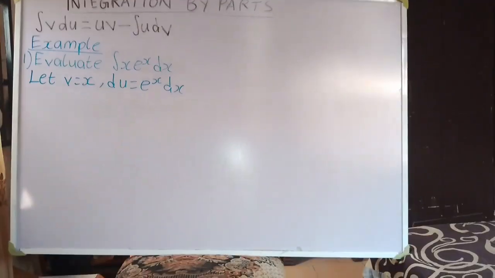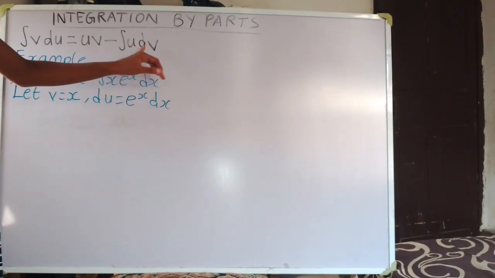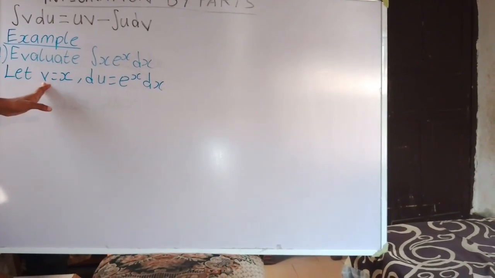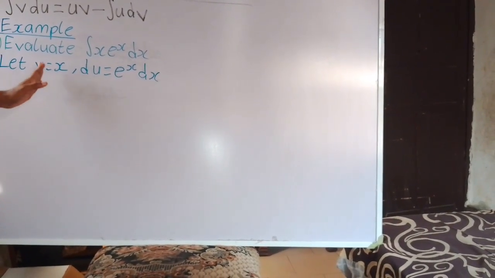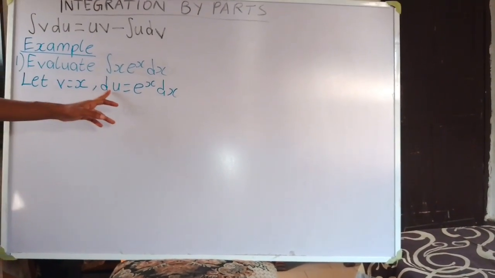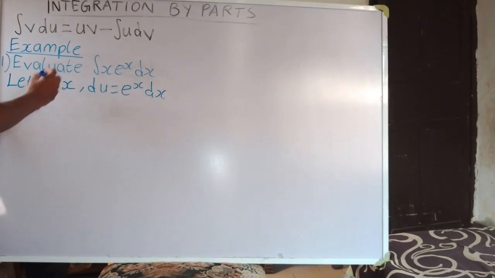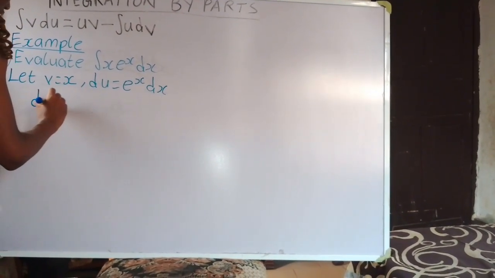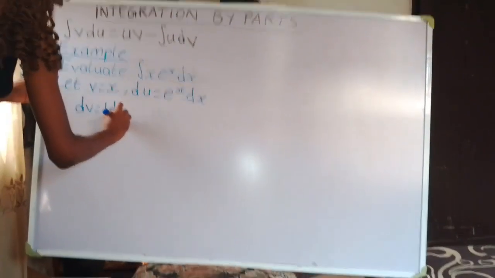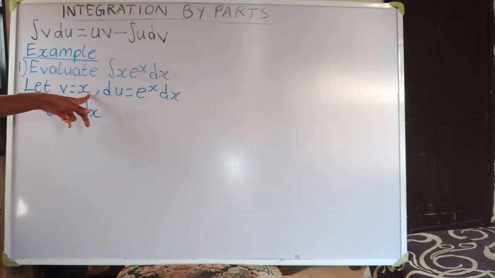Now, from our formula, aside from having v and du, we have u and we have dv. To get our dv means differentiate. So to get our dv, all we need to do is differentiate v. While to get our u, we already have du, so we'll have to integrate du. Now to get dv here, we're going to differentiate our v, and differentiating x will get 1 dx. We're putting dx here because we differentiated this x with respect to x.